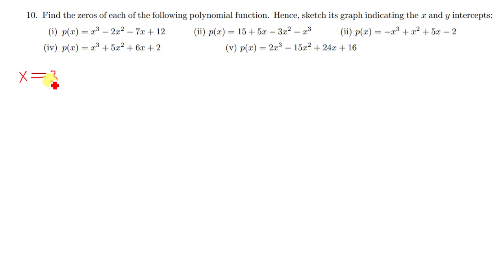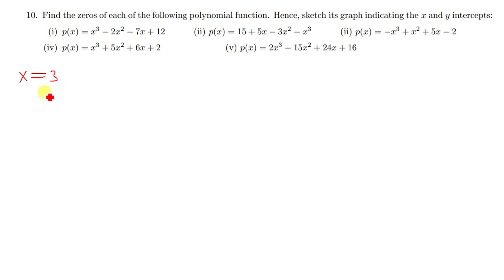So in the trial and error method, you can try any number. You can start with 1, you try 1, if it fails you try negative 1, if it fails you try 2, if it fails you try negative 2, if it fails you try 3, if it fails you try negative 3. So here 3 has been accepted.